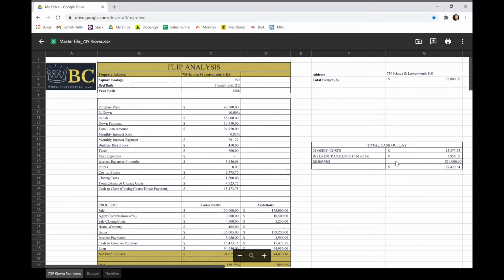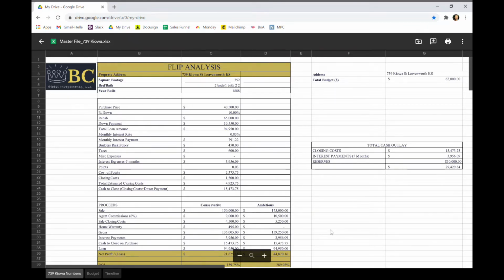Hopefully, you don't tap into these reserves because we are asking the lender to pay for our renovation, but that's just for a rainy day. So you'll see when we go into the proceeds, you're not actually going to see that number in there. You'll only have to add it in there if you do dip into it or you do need more money out of pocket, essentially.